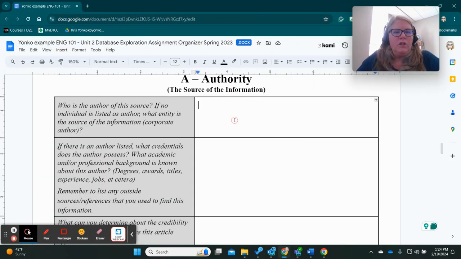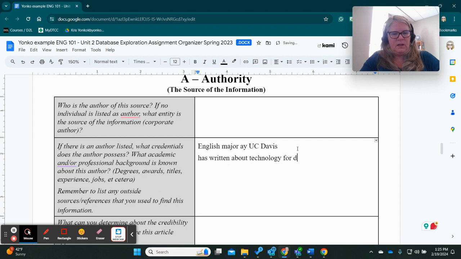So who's the author? Brian Chen. What credentials does the author possess? So he was an English major at UC Davis. He has written about technology for decades. Experience with Wired magazine, Macworld, and tech reporter for the New York Times.